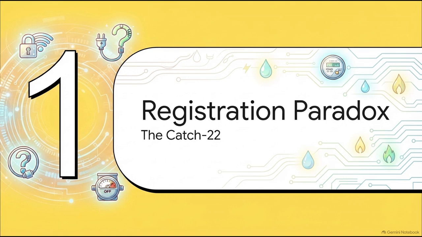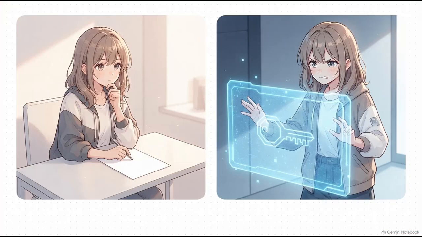Section 1, the registration paradox, or the catch-22 of account setup. All right, so picture this. To register for the main My Account online portal or the mobile app, the system requires your 15-digit account number. But to look up your account number online, you need to already be registered, right? It is the ultimate digital catch-22. It absolutely protects your data, for sure, but it creates this incredibly frustrating loop if you don't happen to have a physical paper statement handy. If you've ever felt stuck here, believe me, your experience is totally valid.